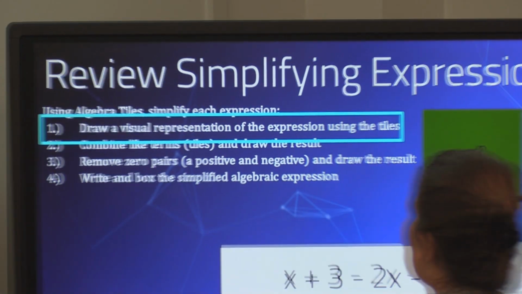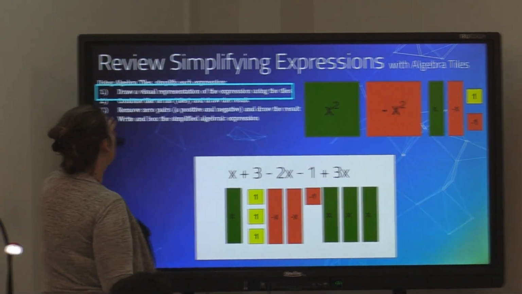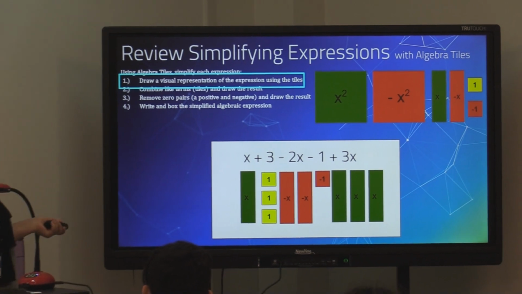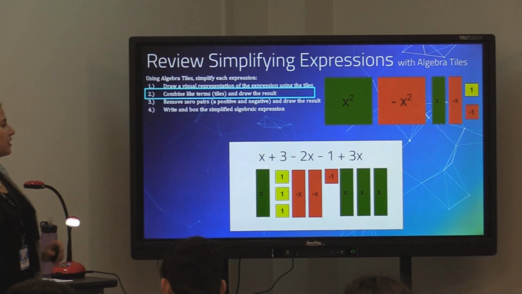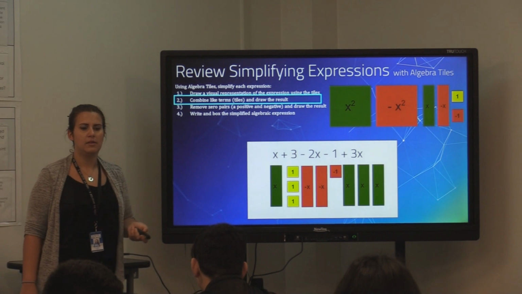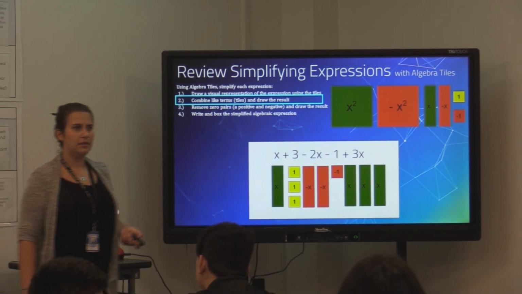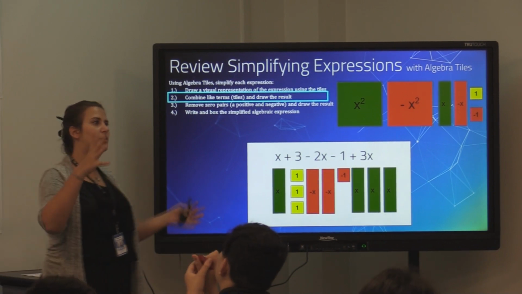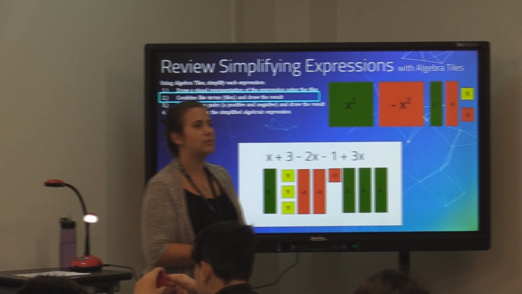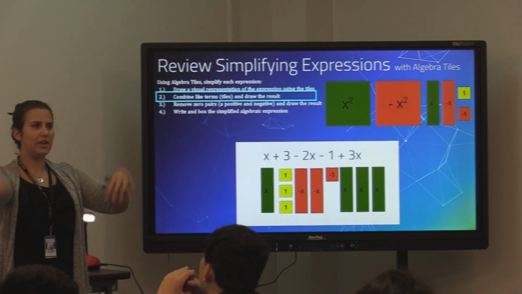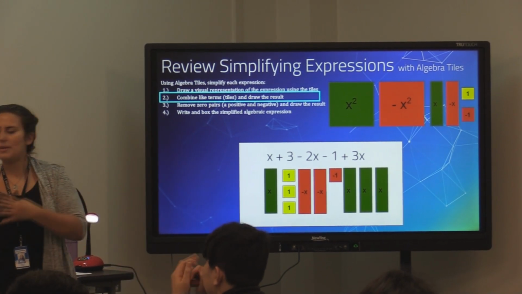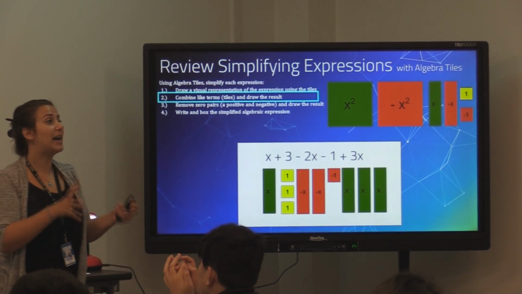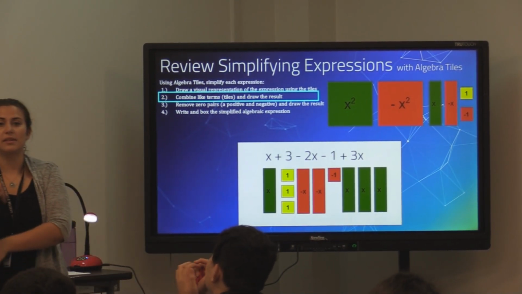Alright. So what do you think it means to combine like terms? So we did step 1, draw a visual representation of the expression using the algebra tiles. Step 2, we want to combine like terms. So what do you think that means? What are we going to do with the tiles? Combine them. So what do you think combining means? Physically, what am I going to do with the tiles? But what do I mean by combine? What do we mean by combine like terms with these tiles? Put what together?